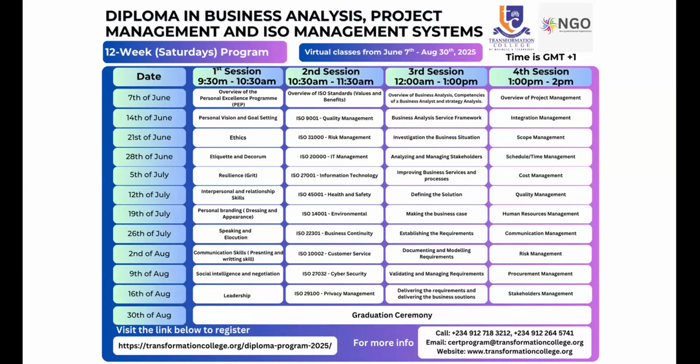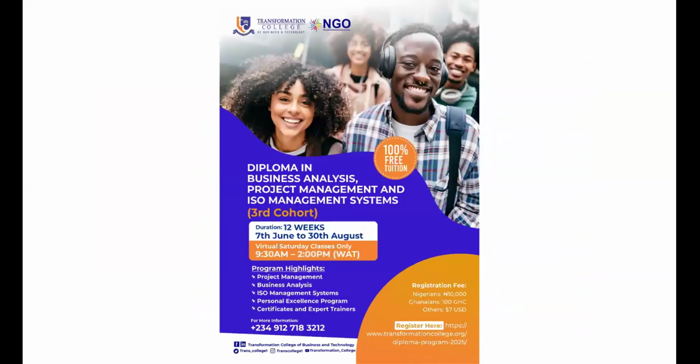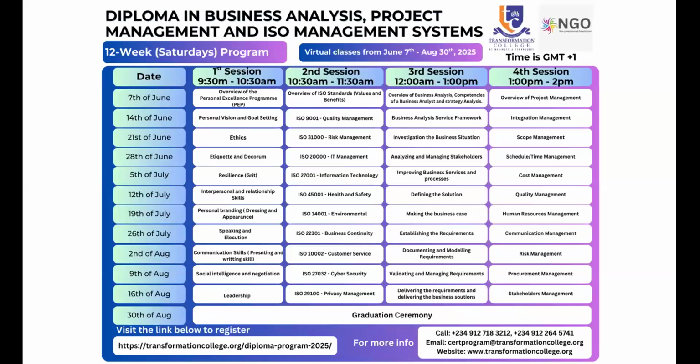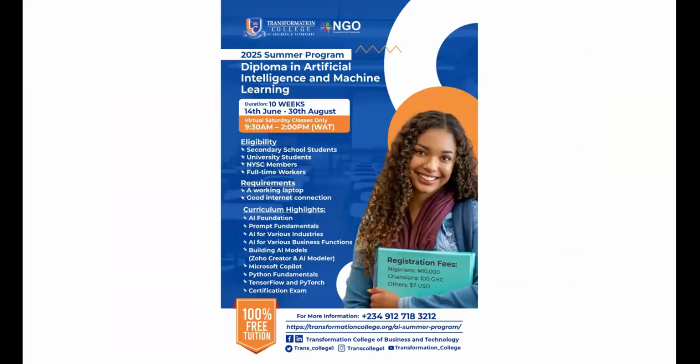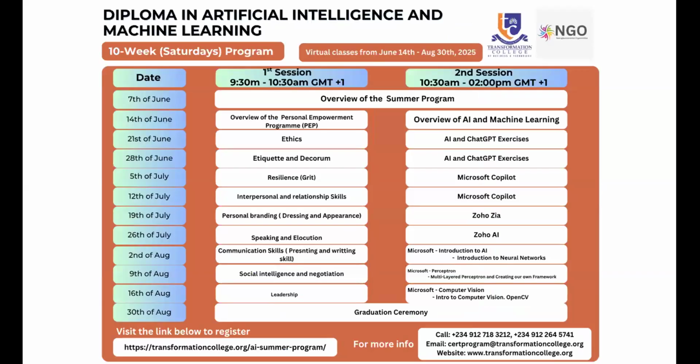So we do have two sides to this summer program. This is for the business analysis, project management, and ISO standards side of it, and we do have the AI side of the summer program. So if you're interested in going for the AI summer program instead of the business analysis side, it's also the same 10,000 naira registration fee that is required of you. And what you see on the screen is the course content. So we explore the AI side.